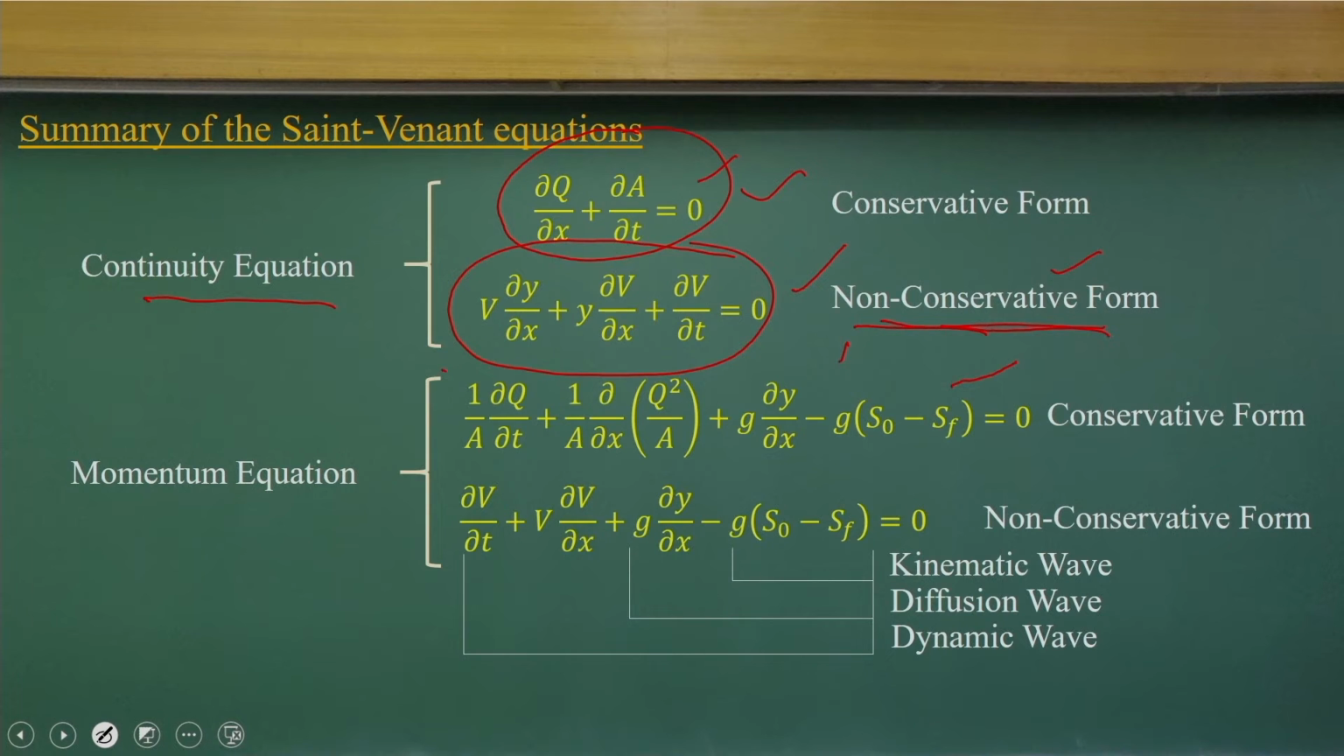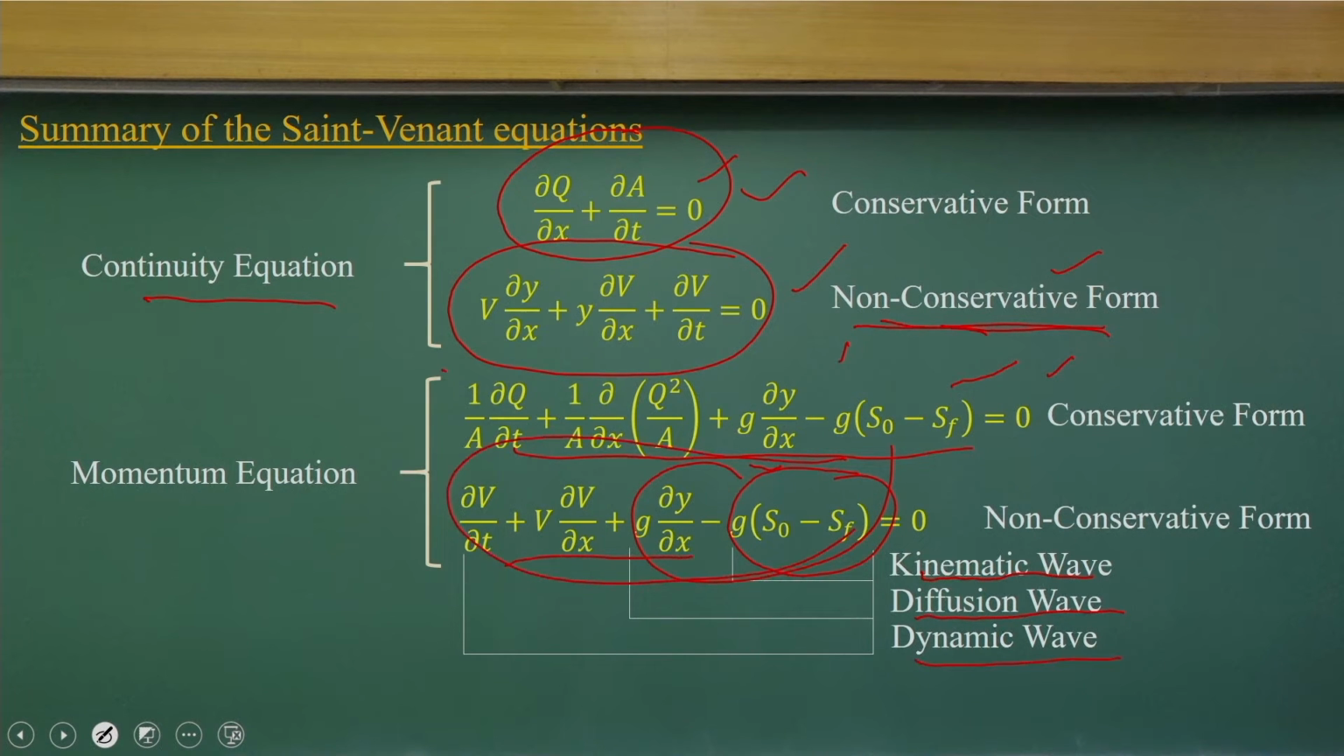In the same way, you can have a conservative form in terms of Q, and a non-conservative form in terms of V. If you look at the velocity and the flow depth, and there are certain assumptions, like if you are considering these two parts, just to summarize, you will have kinematic wave approximations. If you consider these three components, then we call it the diffusion wave model. If I consider all these components, then you will have dynamic waves.